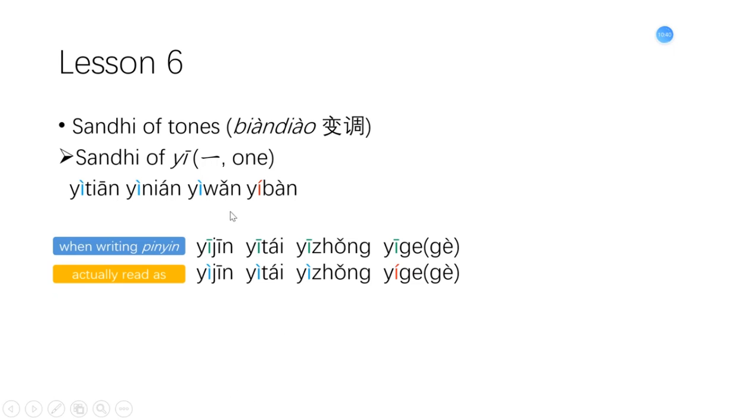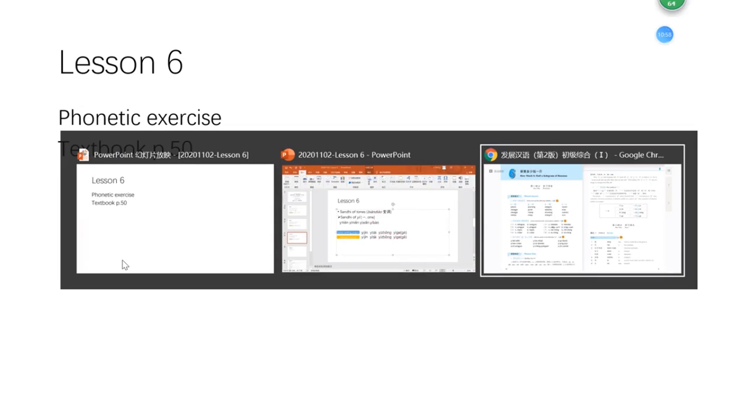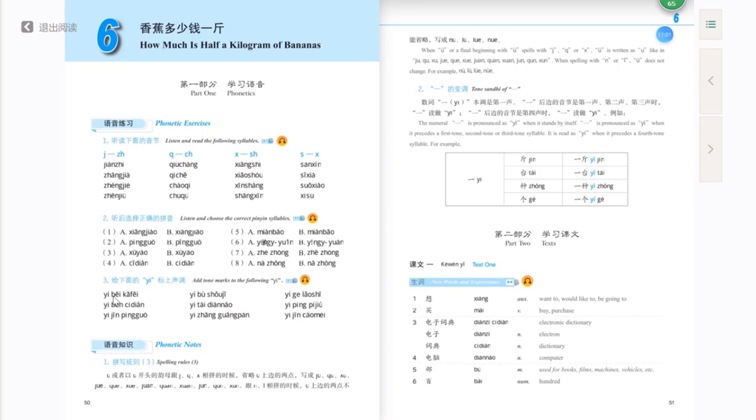Okay, and now let's do some phonetic exercises. On textbook page 50, please open the textbook and turn to page 50. Let's do some phonetic exercises. First, let's see part 3. Add tone marks to the following E. We learned the Sandhi of E here, right? According to the rules of the Sandhi of E, I think you can add tones for this E syllable.